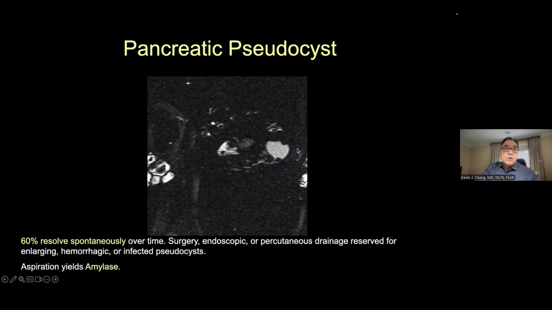I'm going to show you an example of a pseudocyst here. When you see a fluid collection next to the pancreas in the setting of pancreatitis, if it communicates with the pancreatic duct, that's even more consistent with a pseudocyst, although you don't necessarily have to see that appearance. 60% of pseudocysts will resolve spontaneously over time, although more complex pseudocysts, either if they're enlarging, if they're hemorrhagic, or if they're infected, some of these may require drainage, whether it's surgical, endoscopic, or percutaneous. And aspiration of these collections usually yields amylase.